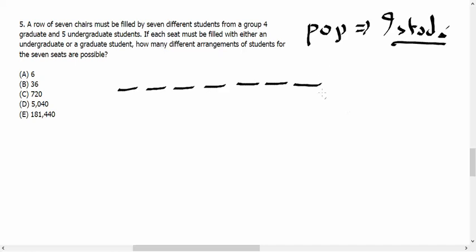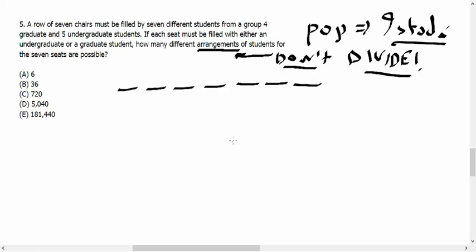It really doesn't matter if it's a graduate or an undergraduate student. Finally, we're looking for arrangements, right? So I've said this quite a lot, but don't divide. If we're looking for arrangements, don't divide. Okay, so let's see, we've got 9 students in all. So that means that we can choose any of those 9 students for the first seat, and any of the 8 remaining for the second, and any of the 7 remaining for the third, and any of the 6, and so on and so forth.